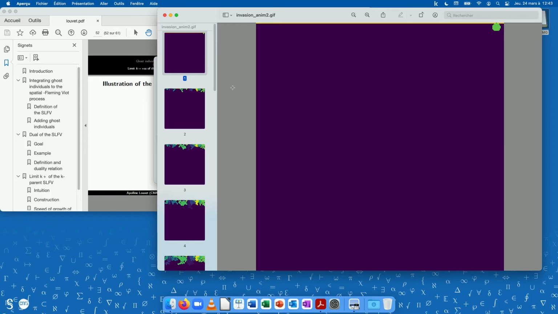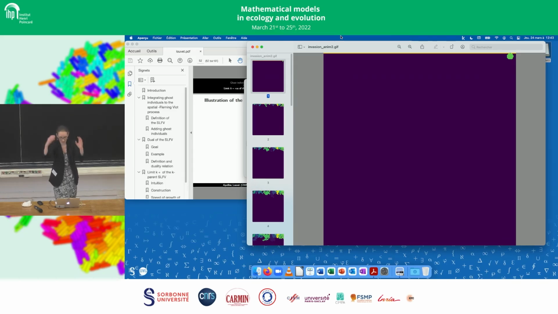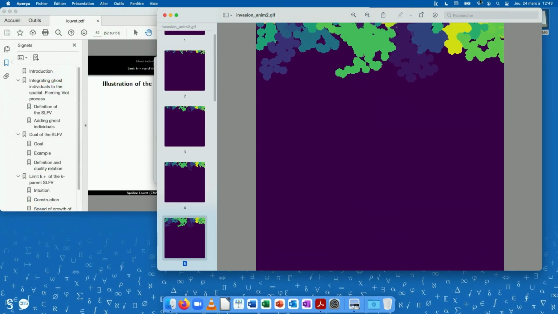Okay, so what happens here is that initially the population is in the area that we do not see, so above the picture. And the area which is in purple is actually empty. It was supposed to be white or black, but I'm bad at coding, so it will be purple. So we have an expansion starting from here, and we simulate the expansion, and we see that it advances.